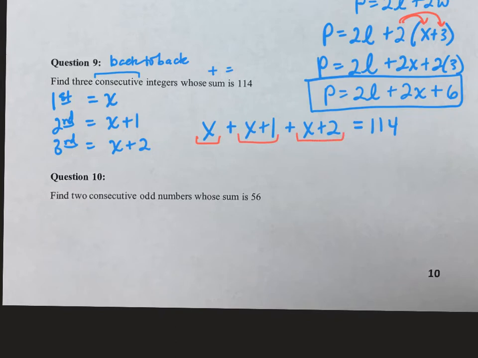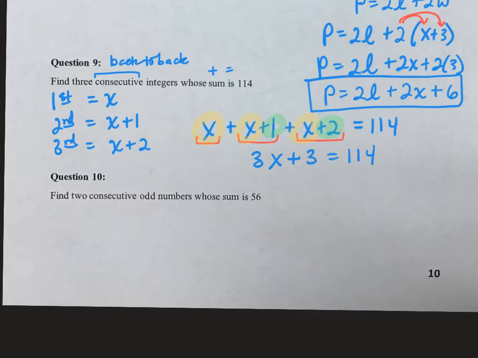Now I just added the 3 together. I'm going to combine my like terms. I have the x here, and another x here, and then I have a plus 1 and a plus 2. So combining my like terms, I have x plus x plus x, 3 x's, plus a 1 and a 2, so that's 3, equals 114.